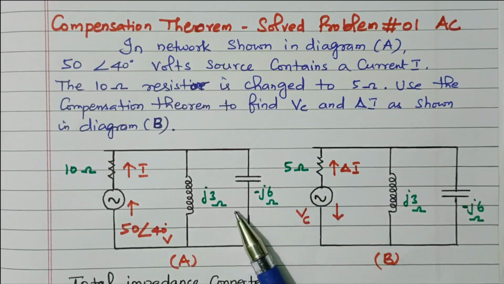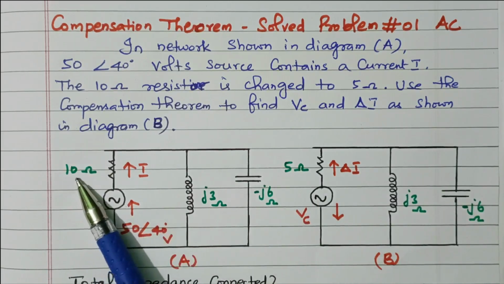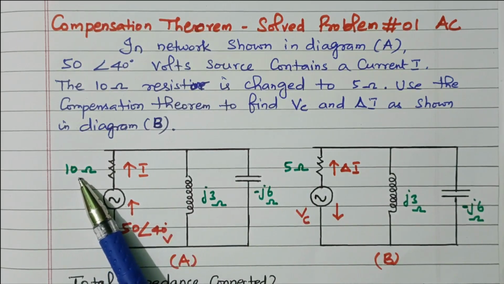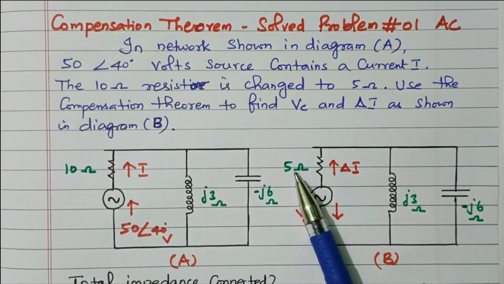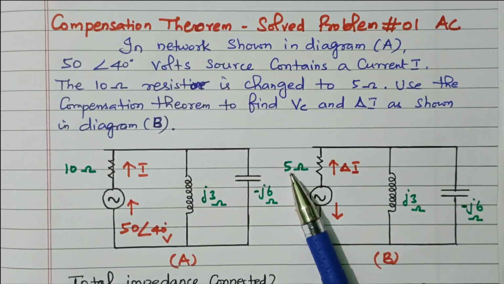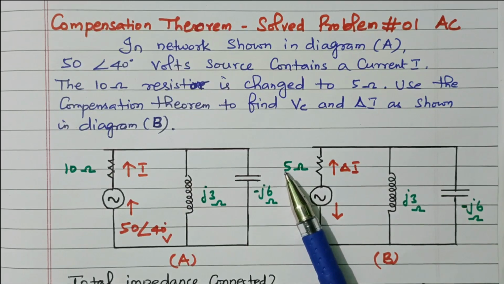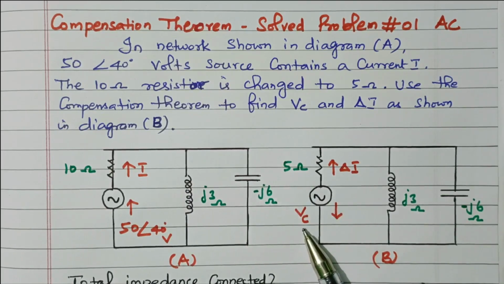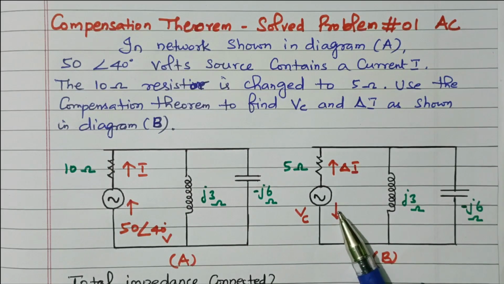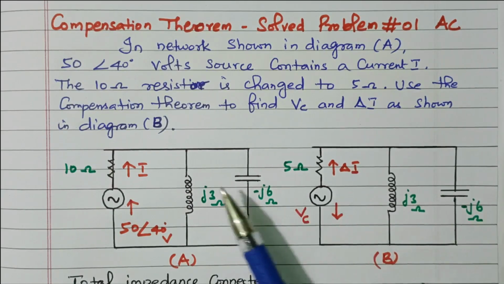The compensation theorem is nothing but, when a resistor is changed, added, or modified with some other value, an opposing voltage or current will be produced in the circuit. That is given by the compensation voltage. So the current due to the compensation voltage will be opposing. This is the normal current direction.